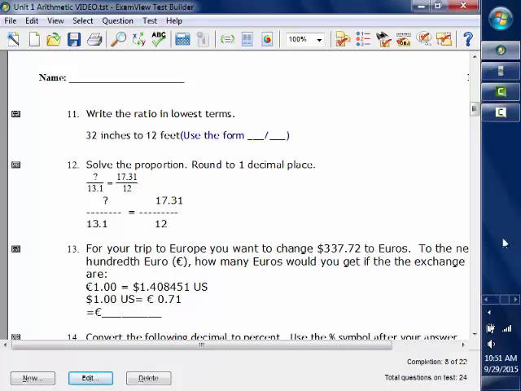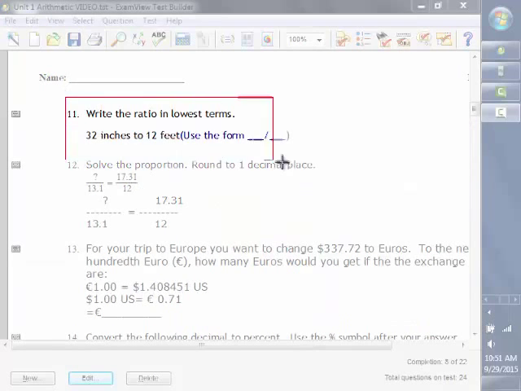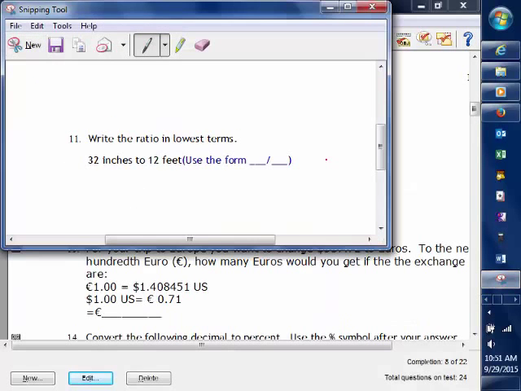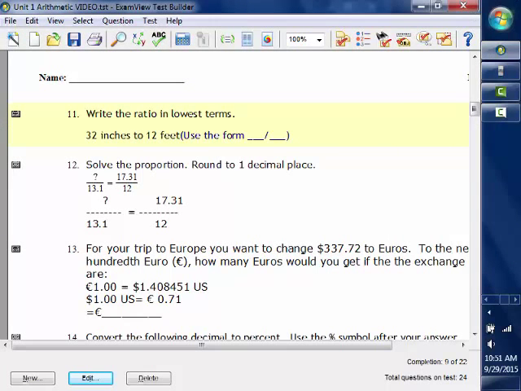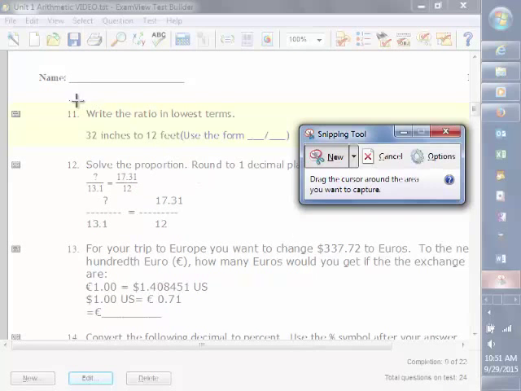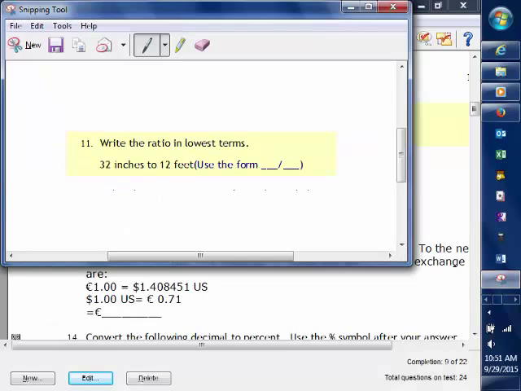This one is a popular one for people to get wrong because they don't pay attention to the fact that a ratio has to have the same terms on both sides. So you have to change the feet into inches. So we're going to take 12 feet times 12 inches per foot, and we get 32 over 144, because 12 times 12 is 144.